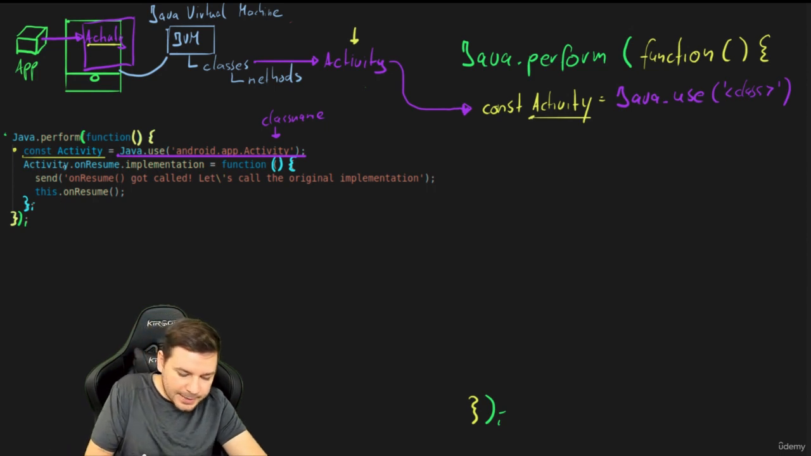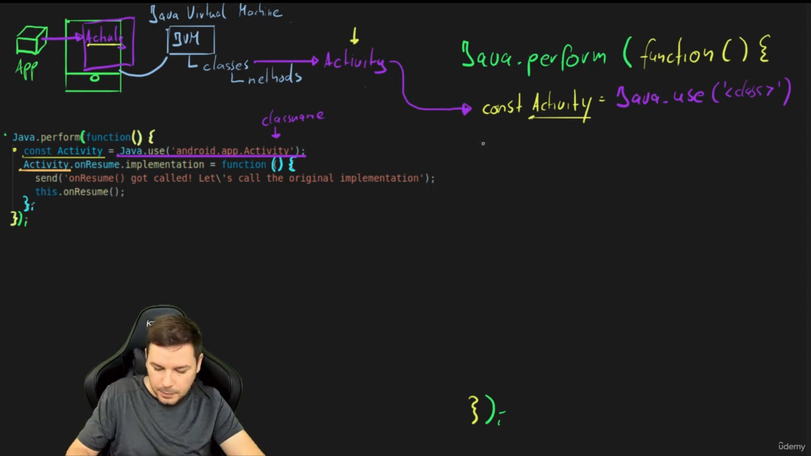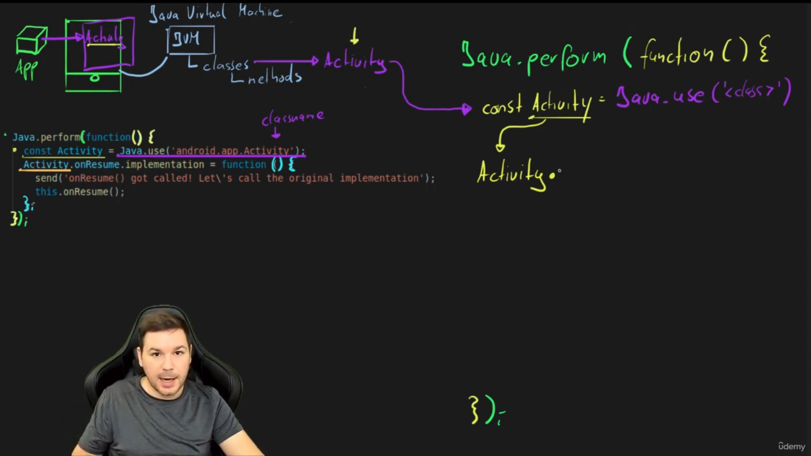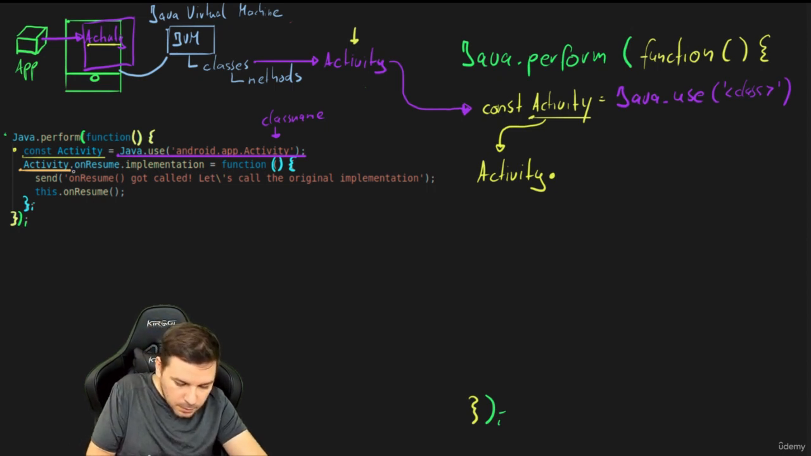Okay, in the next line we can see we now have our variable name, activity. So let's take yellow again. So we are having activity, and then we are providing a dot. And now we are accessing this class like we do in our Java world, it's mind-blowing. So we can say activity dot, and now we can provide the method we want to override. And in this case, the method is named onResume.